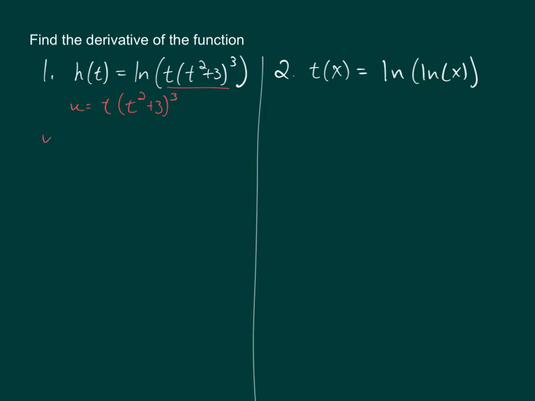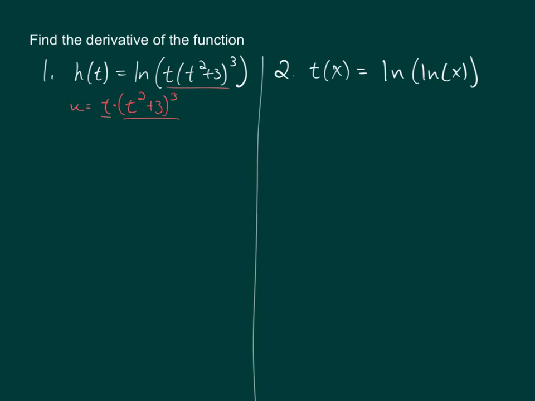That way, when you find u prime over u for the derivative, you will already have t times t squared plus 3 cubed all under it. What's the derivative of this going to be? There's a product rule, so it's the first times the derivative of the second, but then you'll have to use the chain rule there. That sounds like a lot of work. There's got to be an easier way to do this.